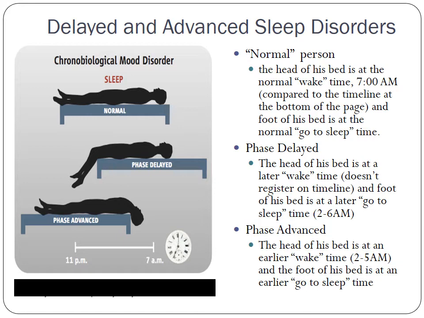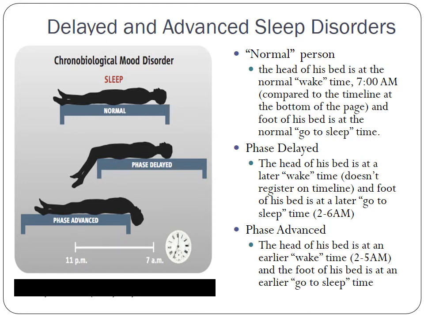Okay, a phase advance, then. Notice the head of the bed is at a much earlier wake time. They're waking up about 2 to 5 in the morning. And then the foot of his bed is a much earlier go-to-sleep time. In this guy, it looks like about 6 p.m. is when he's going to sleep. So with a phase advance, they get up earlier and they go to bed earlier.